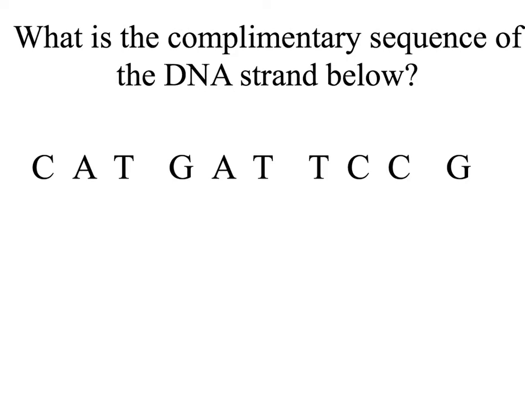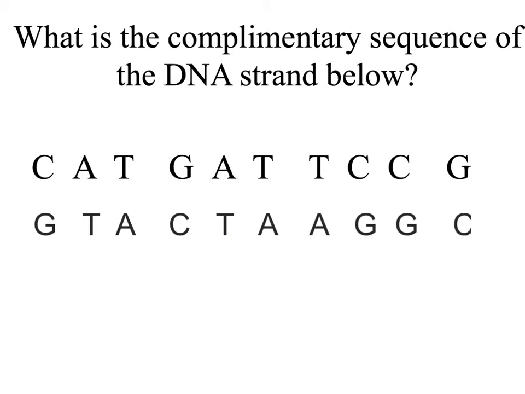Let's practice with complementary base pairing. Below is a question. What is the complementary sequence of the DNA strand below? Take a minute and write down the complementary base sequence. We know that C's and G's always pair, and A's and T's always pair. The complementary base sequence for this DNA strand is G, T, A, C, T, A, G, G, C.